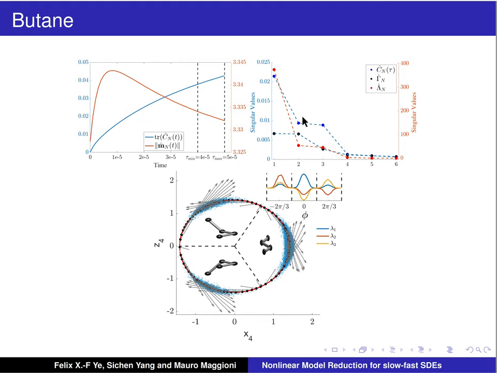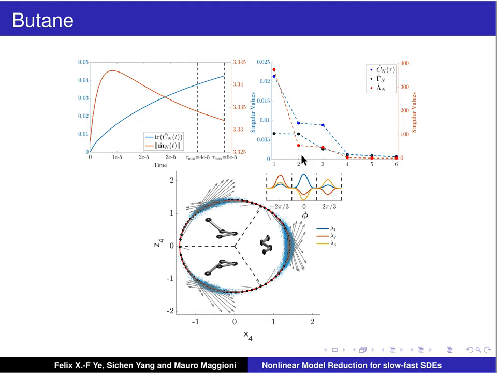However, if we look at the singular values for the covariance matrix, you can argue this is one dimensional or maybe three dimensional. It depends how you argue, because the second or third is only half of the first one. So this is not super significant here. But in terms of our slow dynamics, this is very, very significant.